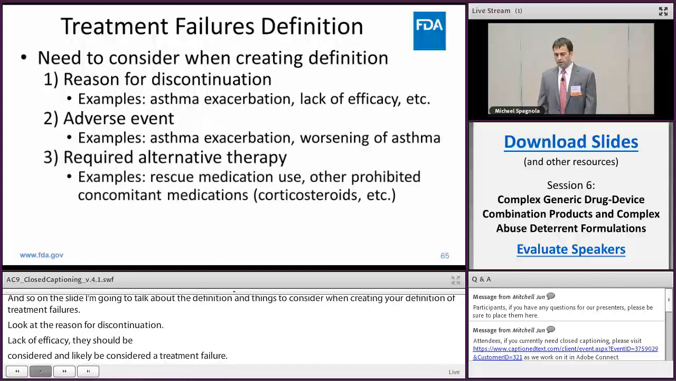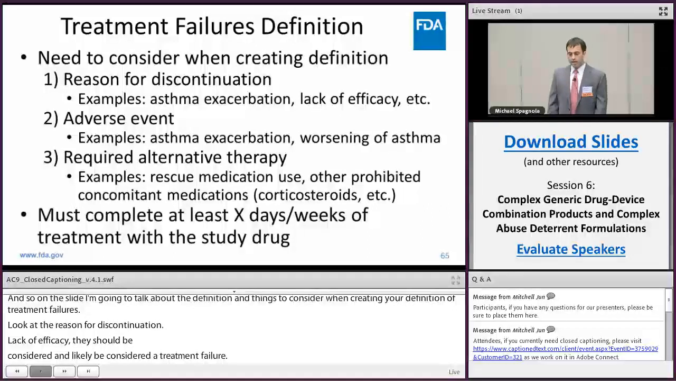And also those subjects who required alternative therapy, such as rescue medication use above the maximum allowable amount, or other prohibited concomitant medications, such as corticosteroids, should be considered and looked at further when creating your definition and study design for treatment failures.